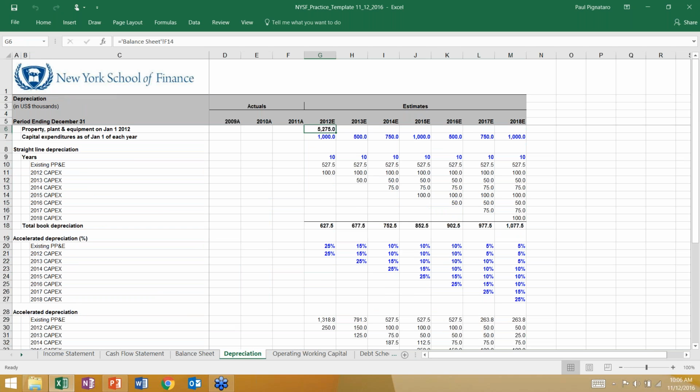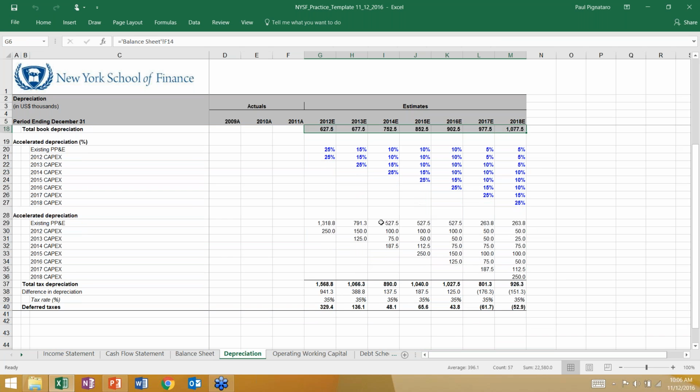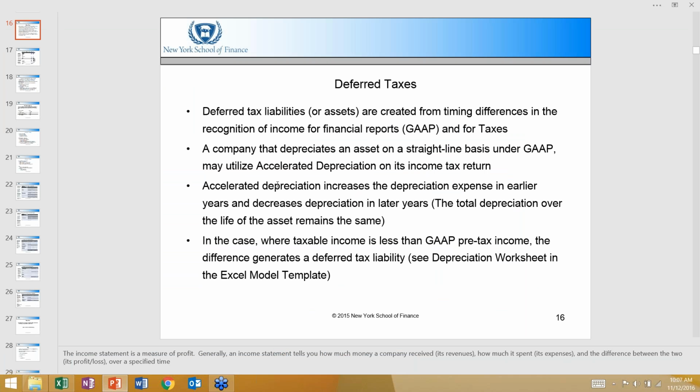From a mechanical perspective, just note that this is often the way it's done in models, where you would first build a straight line depreciation schedule, then build an accelerated depreciation schedule, and then calculate deferred taxes by subtracting accelerated minus straight line times the tax rate. A lot of people don't know why that is. I mentioned it briefly, but I want to get into a little bit more detail.